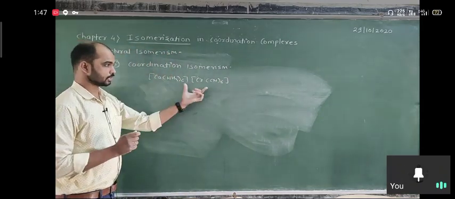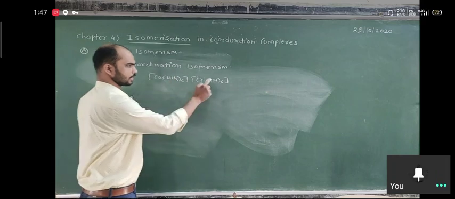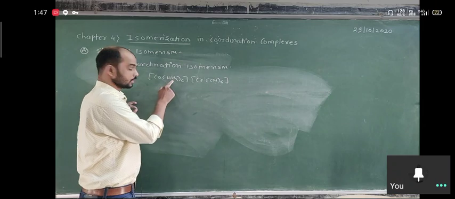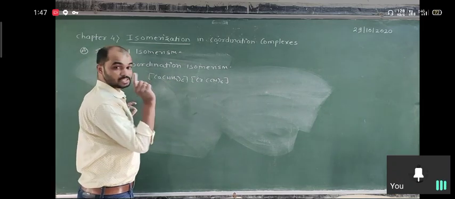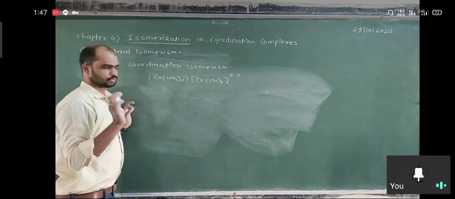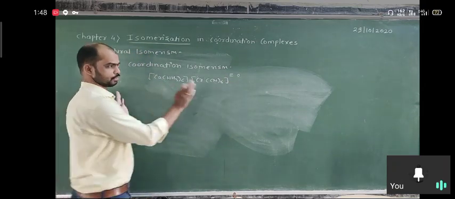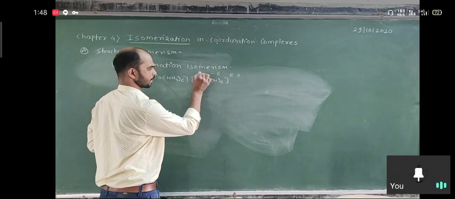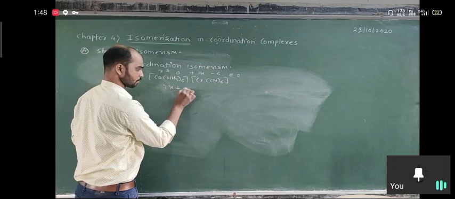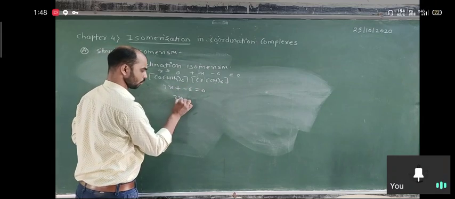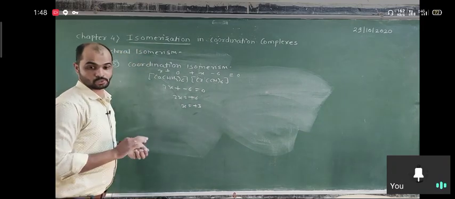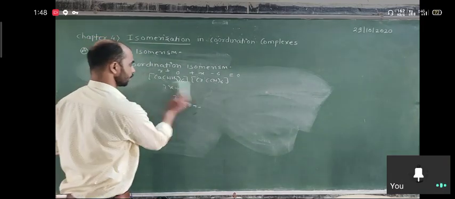Overall, what is the charge? There are 6 CN, which means a charge of -6. NH3 is neutral, 0. Considering oxidation states, you can predict them easily. Here there is -6, here x, plus 0. So 2x plus -6 is equal to 0. So 2x is equal to +6. That means x is equal to +3. It is the oxidation state.